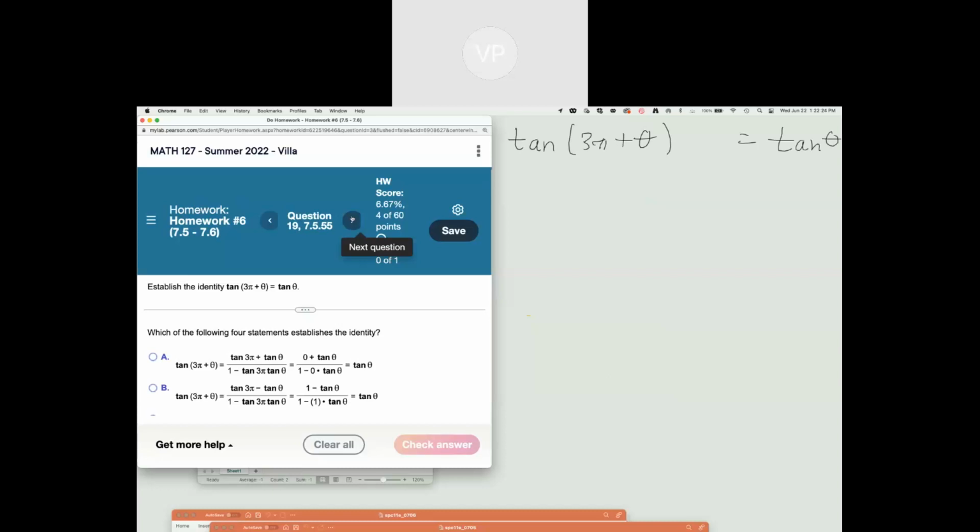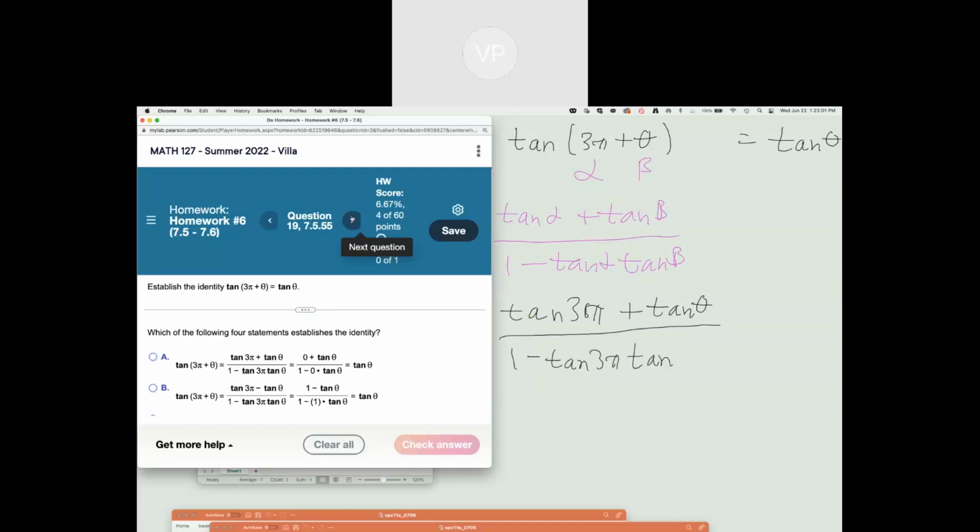So our ultimate goal is tangent of theta. I'm going to treat it this way: when I have two things in a tangent parenthesis added or subtracted, I have formulas for that. Remember? Tangent of alpha plus tangent of beta, all over 1 minus tan alpha tan beta. So that's going to be my first approach. Rewrite this as tangent of 3 pi plus tangent of theta, all over 1 minus tangent of 3 pi times tangent of theta.